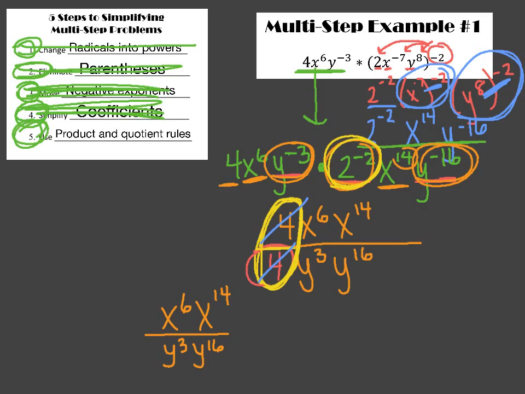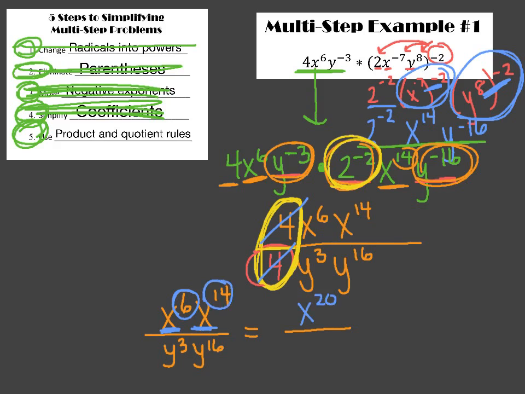product and quotient rules. So what I'm going to do is look for my like bases. So I see an x base here and an x base here. Now I have to ask myself, are these being multiplied or are they being divided? Well, because they're next to each other, they're both on the top of the fraction, I know that they're being multiplied. So I'm going to take those exponents and add them together. 6 plus 14 would be x to the power 20.